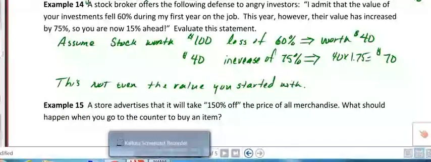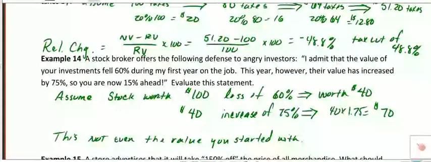So for example 14, a stockbroker offers the following defense to angry investors. I admit that the value of your investments fell 60% during my first year on the job. This year, however, their value has increased by 75%, so you're now 15% ahead. Let's evaluate that statement. As we evaluate this statement, I like to start with a value and just see how that value changes based on the information given.